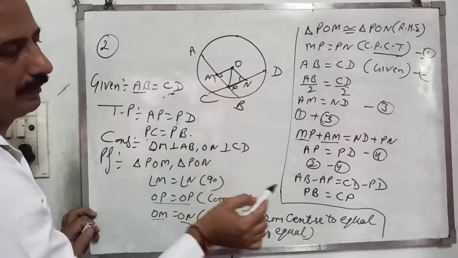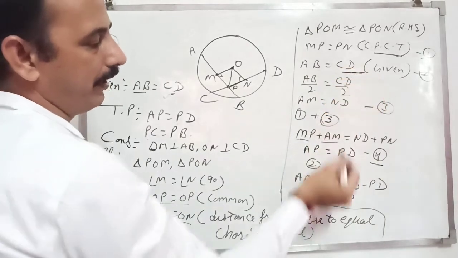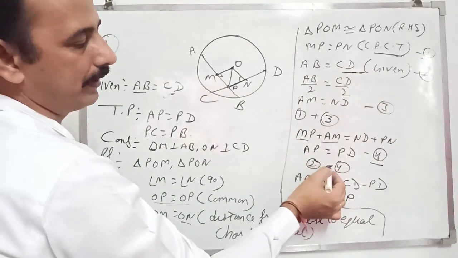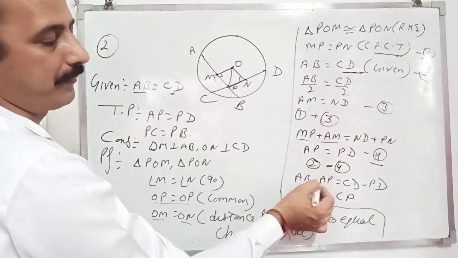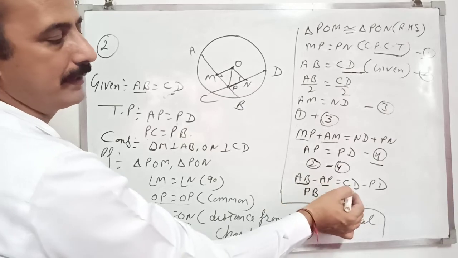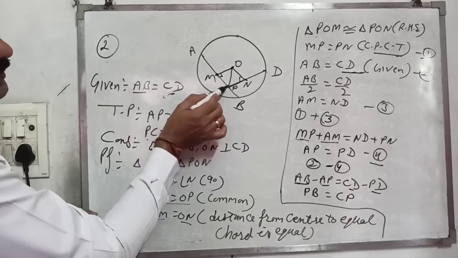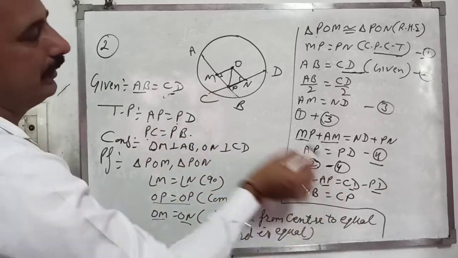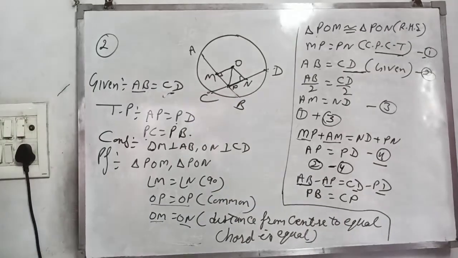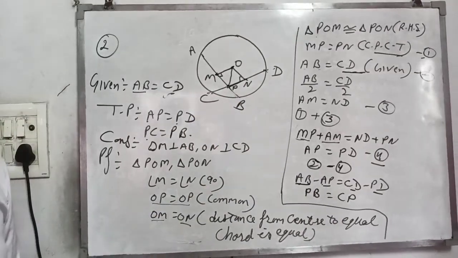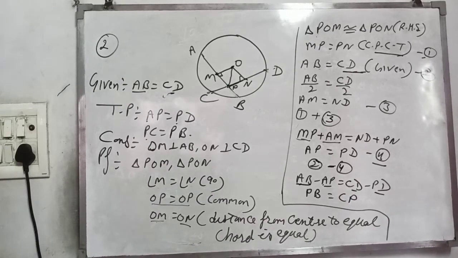It's become PD, right? Then make it 4. Now the second and 4, 2 is subtracted. The equation number 2 is subtracted from the 4. So AP minus AB minus AP and CD minus PD. AB minus AP, you get PB. Similarly CD minus PD, you get CP. Right? In this way, we have to prove the segment of the corresponding chords are equal.